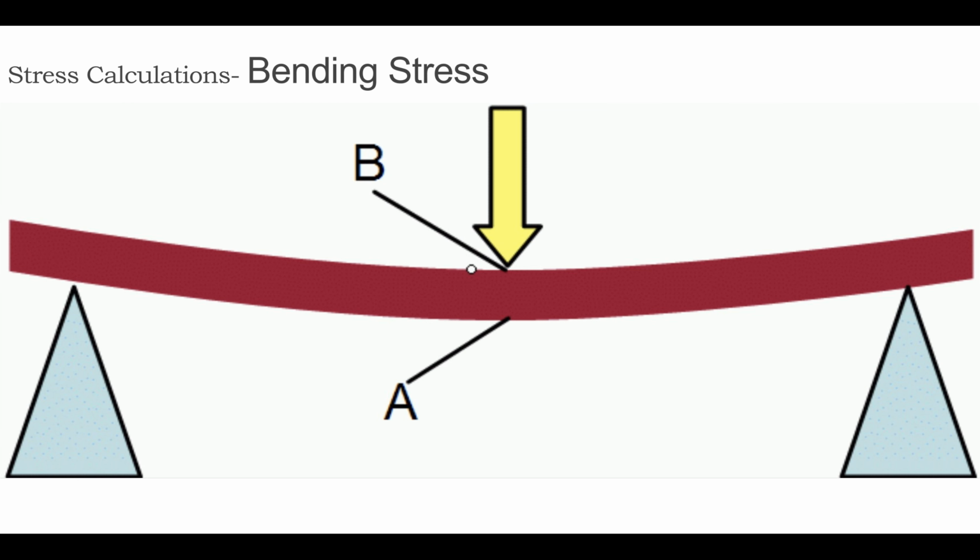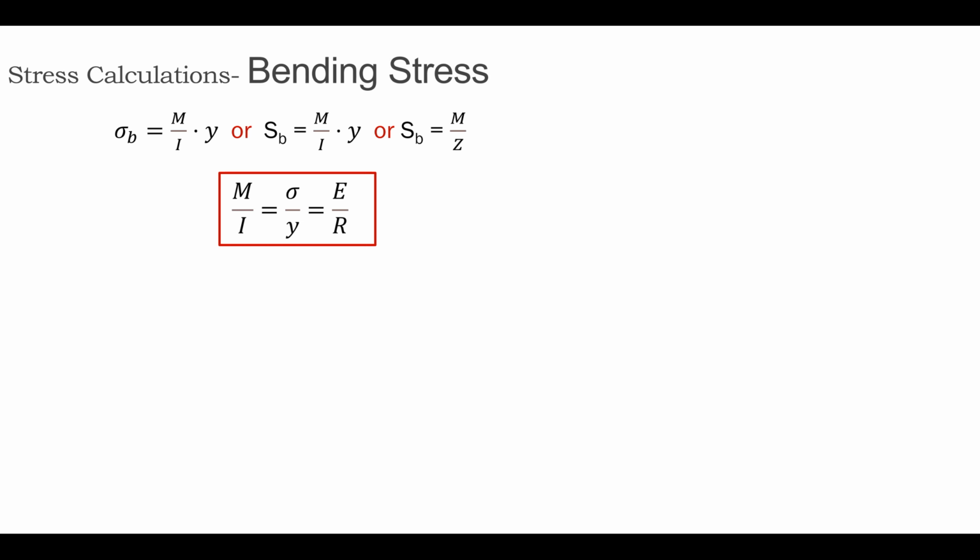If the length of the pipe is subjected to a constant bending moment and no shear force, which means shear force is equal to 0, then the stress set up in the length of the pipe is due to the bending moment only. Then it is called pure bending. The formula you can see here is sigma B is equal to M over I into Y, or SB is equal to M over I dot Y, or SB is equal to M over Z.